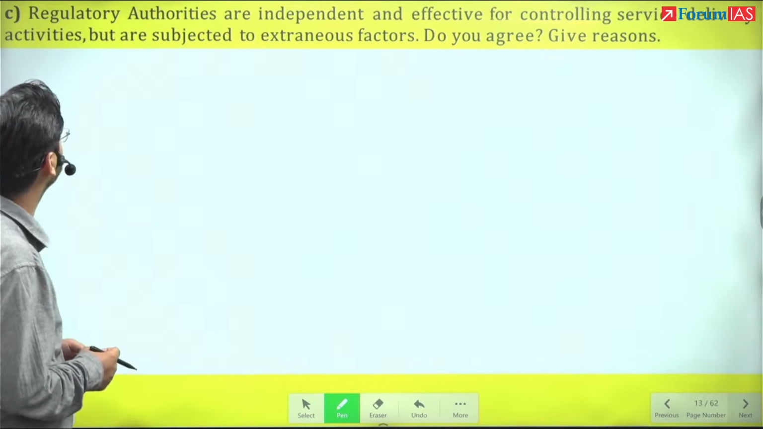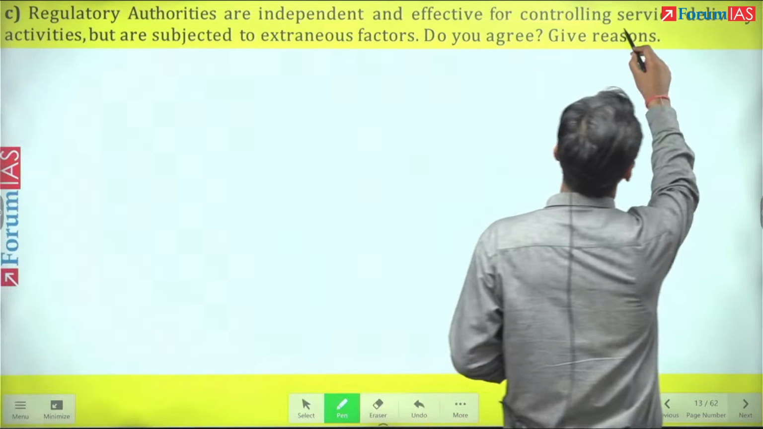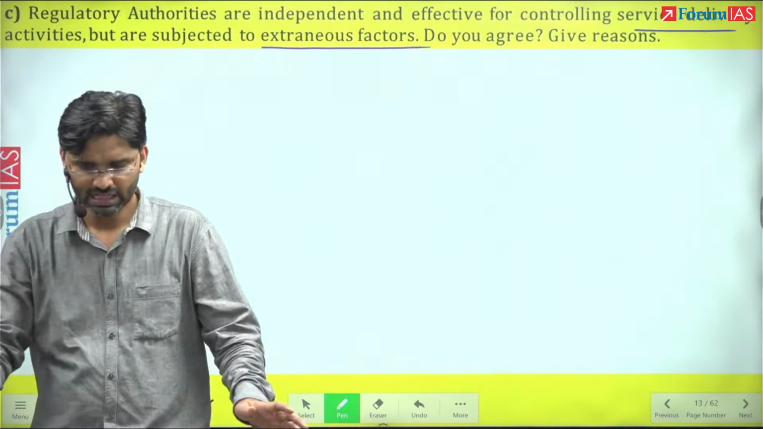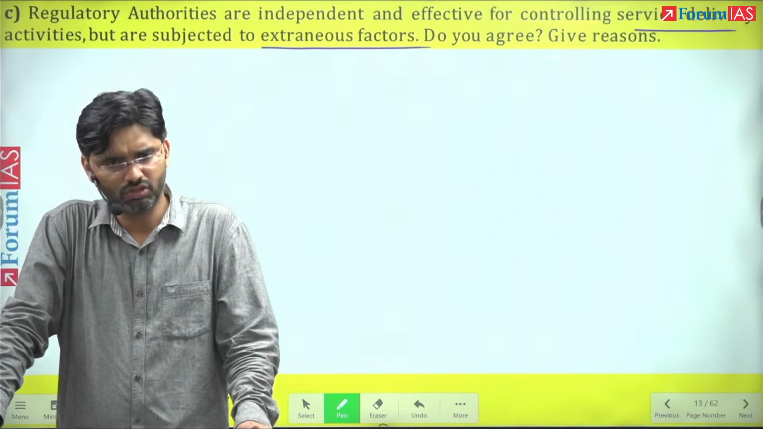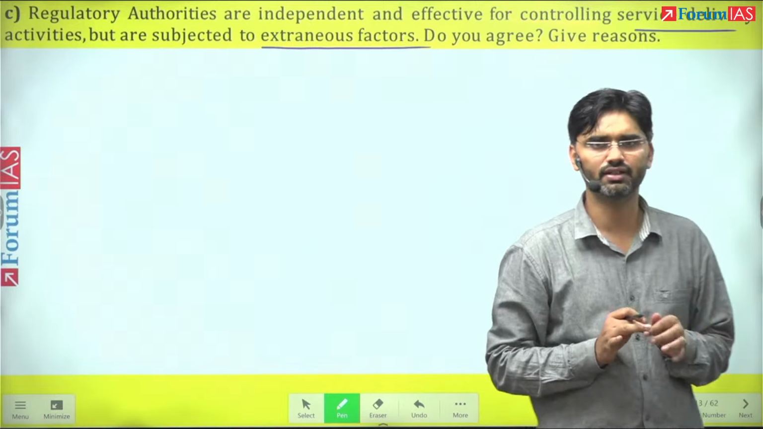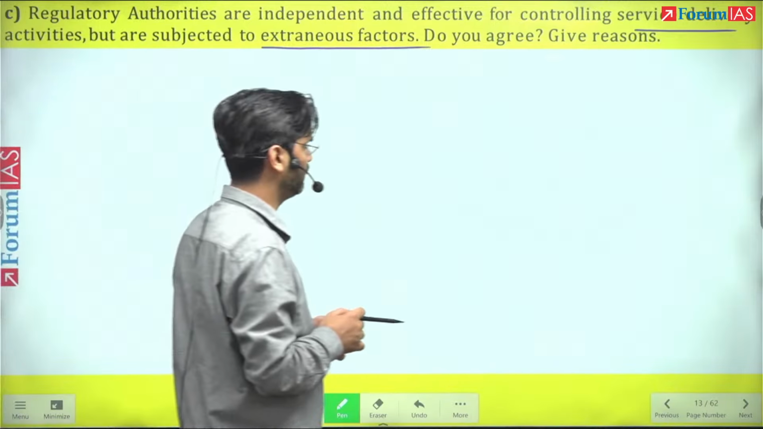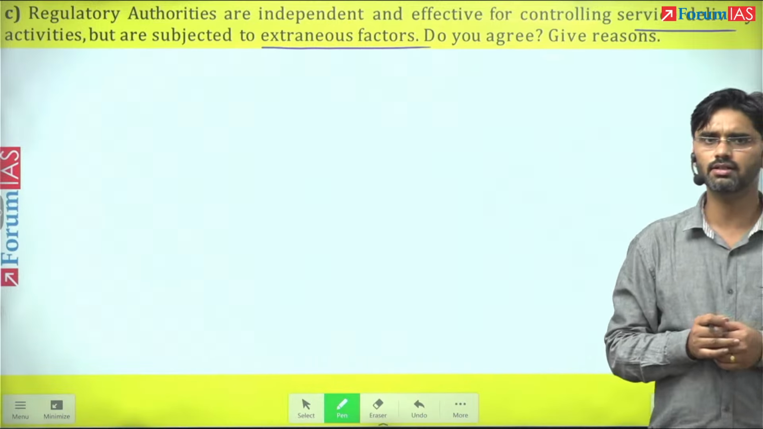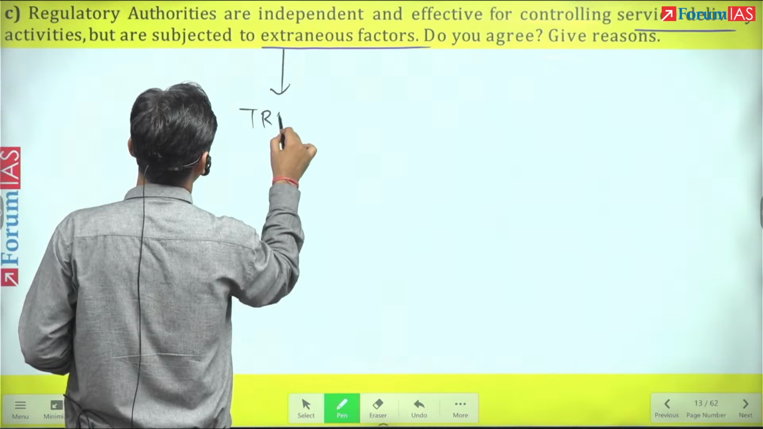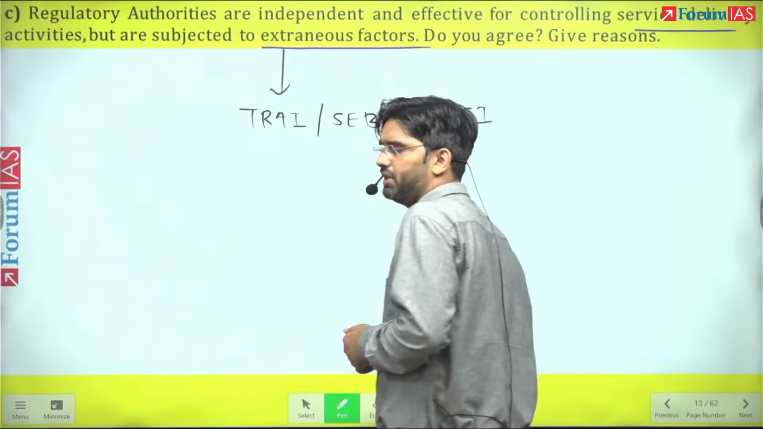Question number C. Regulatory authorities are independent and effective for controlling service delivery activities but are subjected to extraneous factors. See, for those people who are from North and Central India, I always say this. If you understand Hindi, then look for the Hindi translation because public administration is translated properly by UPSC. There is no query when it comes to translation. Sometimes Hindi translation is better than English, right? Take the case of TRAI. Take the case of SEBI. Take the case of Competition Commission of India.